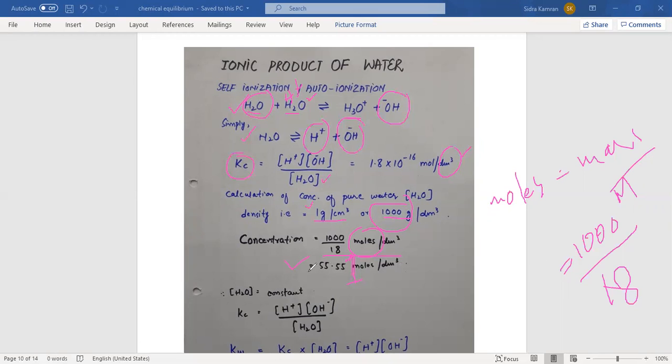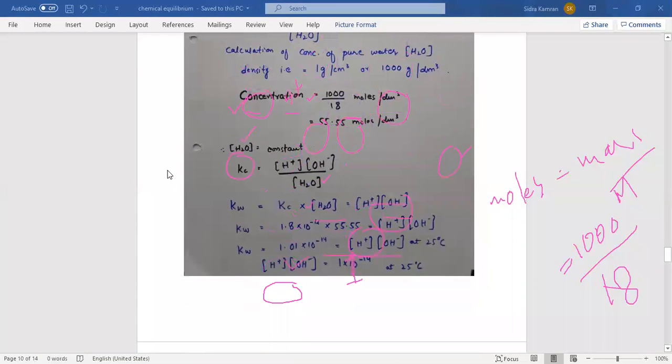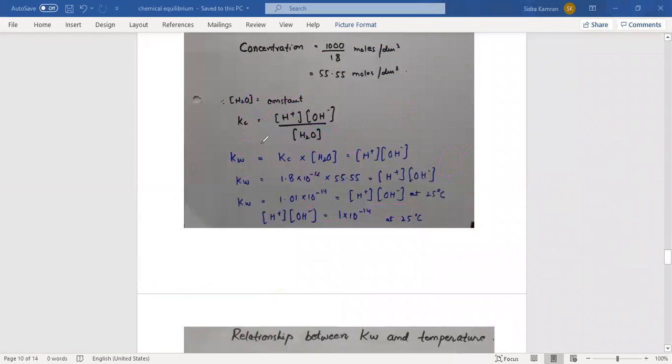So this is the concentration of the water that is basically in excess. We can consider it constant because this concentration of water is in excess. So if the concentration of the water is constant, then we can write it like this. Kc, this is the equilibrium constant expression. You can write it like this.